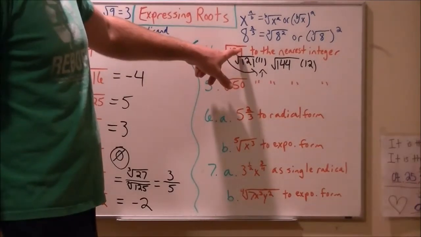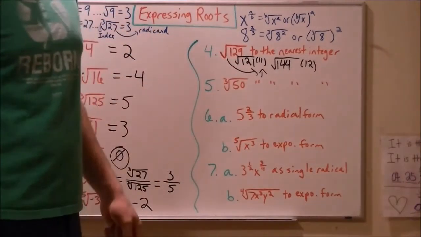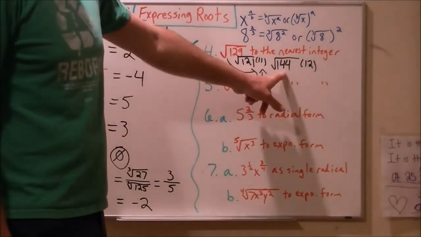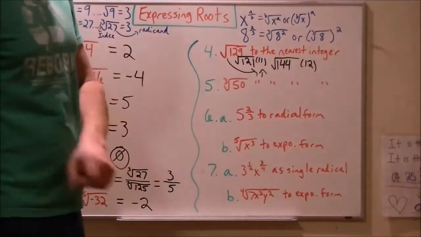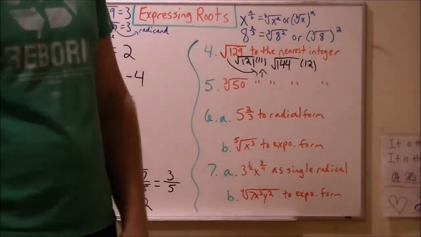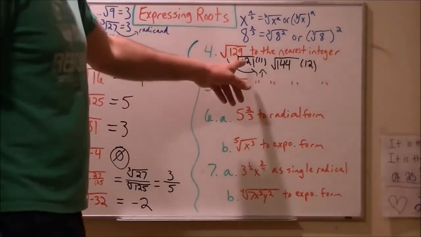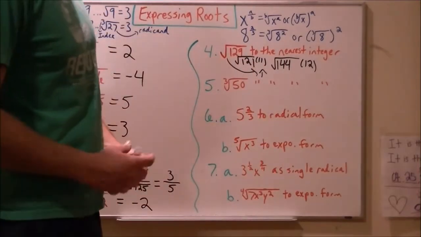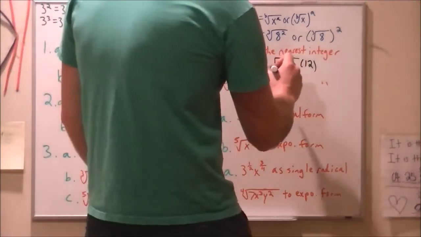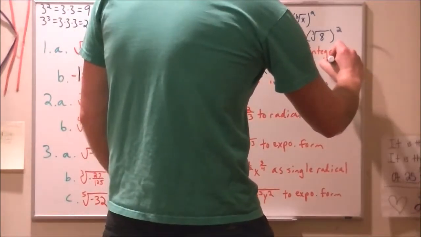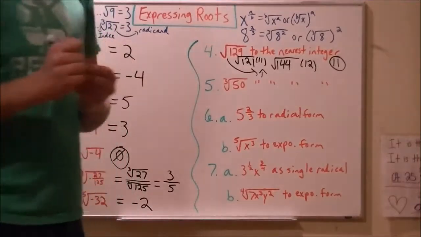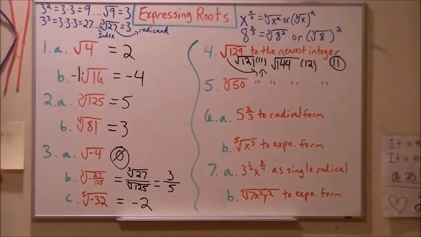Okay, 121 is 8 units away from 129. 144 is what? 15 spots away. So what's closer, 8 or 15? Only 8 spots away is closer. And so our nearest integer is going to be the number 11.